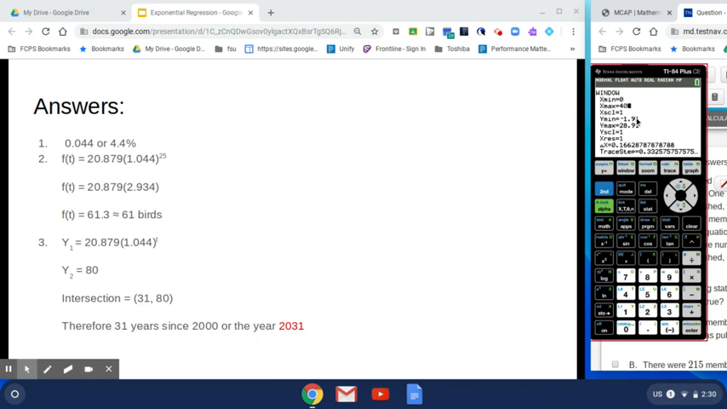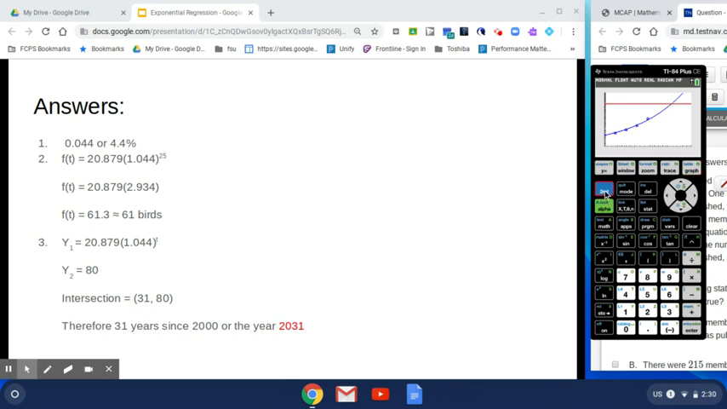And then for the y values, this is talking about the amount of birds. So I'm going to go from 0. We want 80. I'm just going to go ahead and put 100 in there so I get a good view. So there's my regression equation, guys. And there's the value in red where y equals 80. So I want to find this intersection point right here.